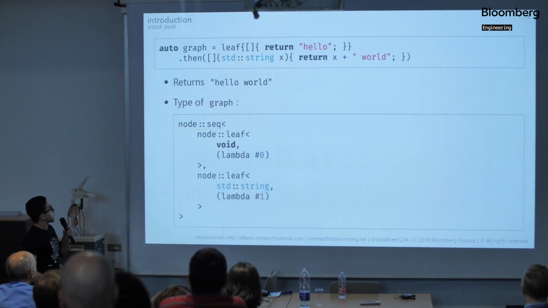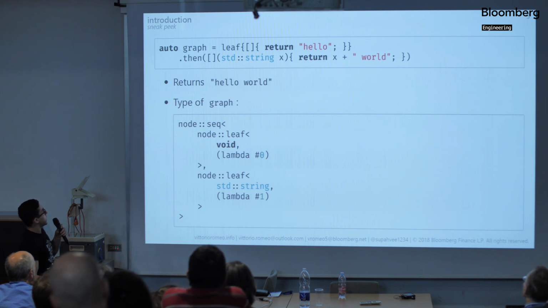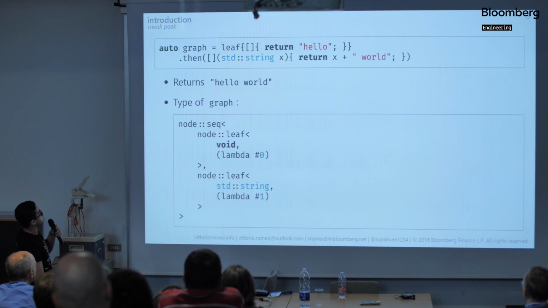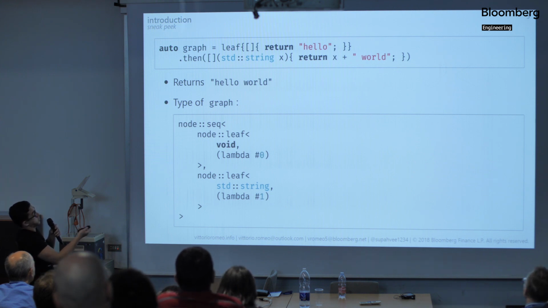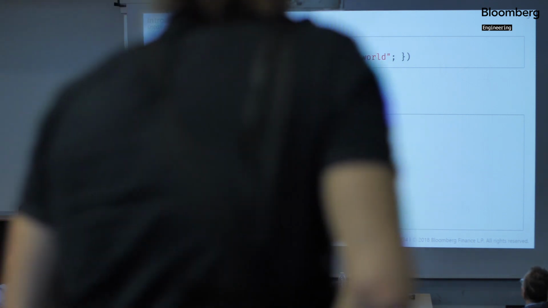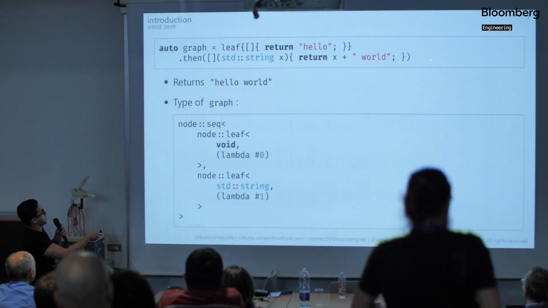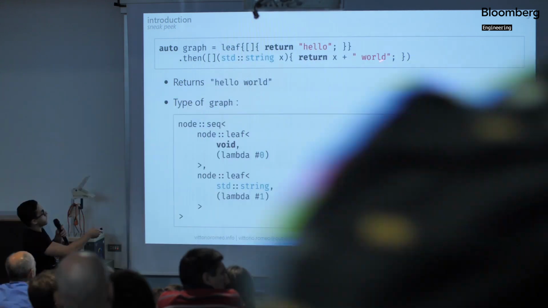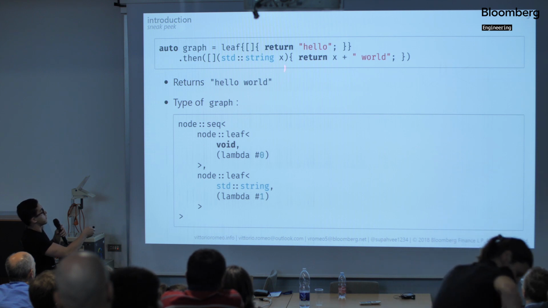So this is a sneak peek of what we're going to have at the end. We're going to have something like a graph, which represents an asynchronous graph of computations. A leaf is basically a node that stores any particular action. In this case, the first node is simply going to return a string hello, and then we can attach a continuation with .then, get the string returned from the first node, and then append world to it. And this is a graph that, when invoked, returns hello world as a string.